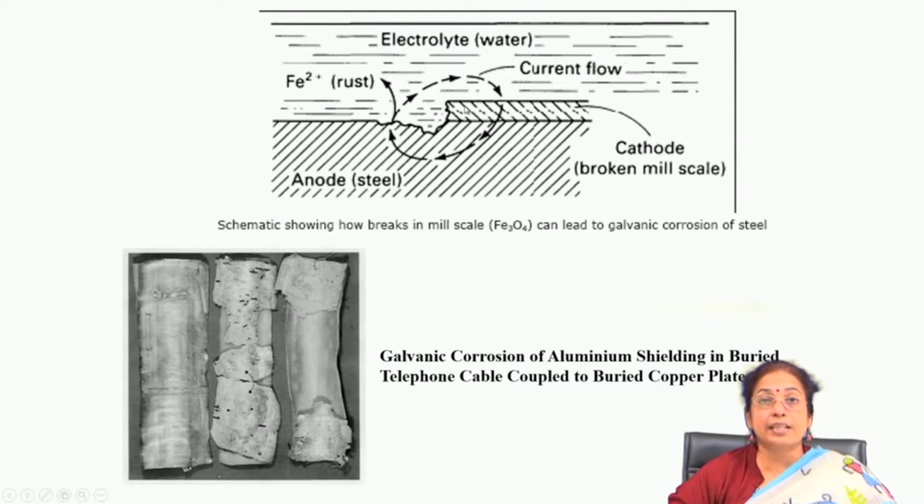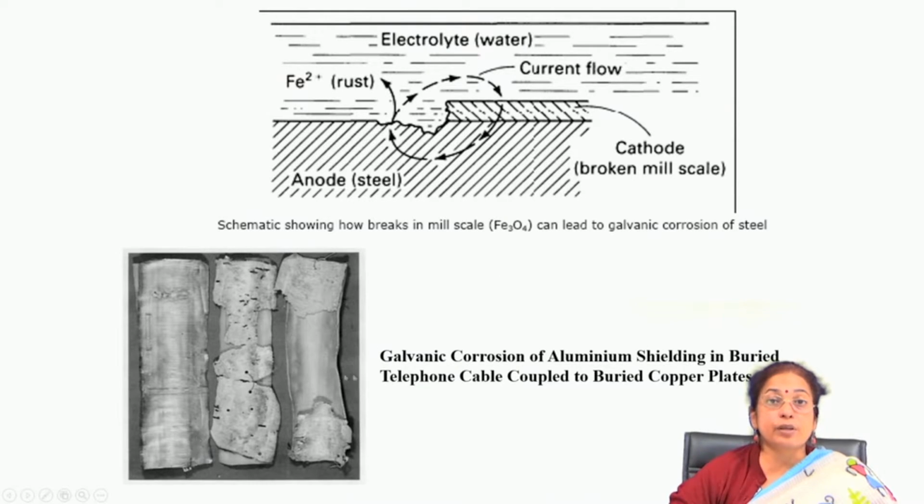You will find the scale is still there, and there is galvanic cell formation. As a result, in the broken or exposed surface, the rate of attack is more than that of the unbroken part where scale is remaining.